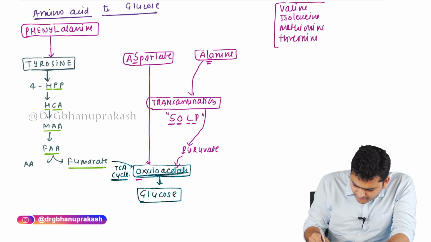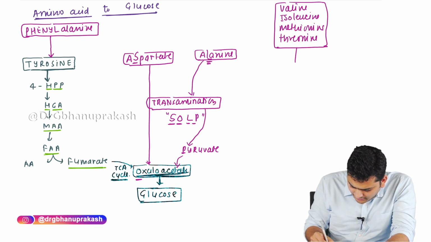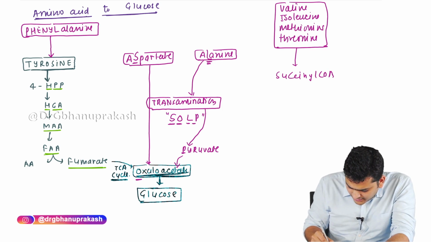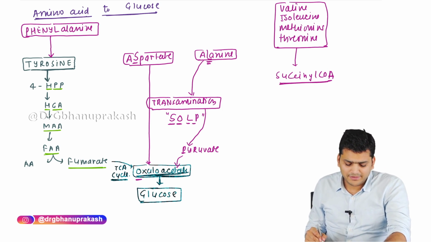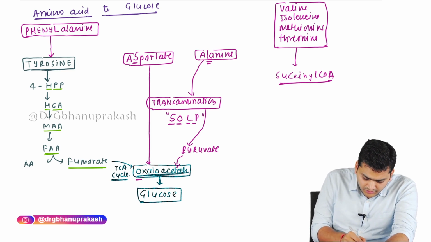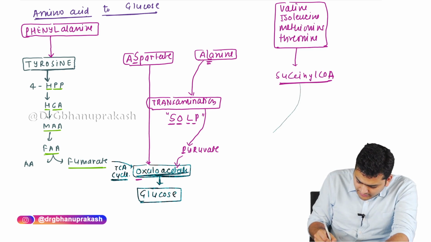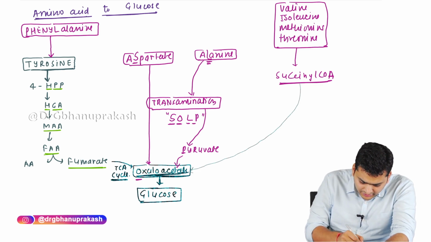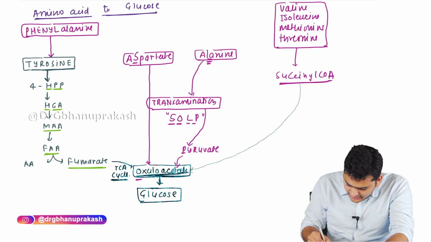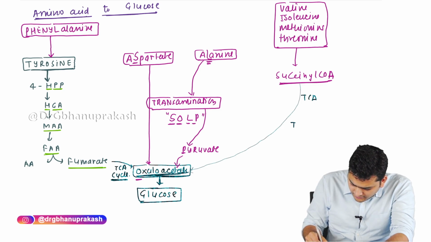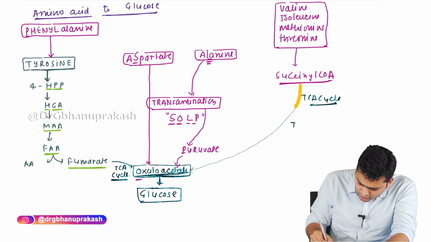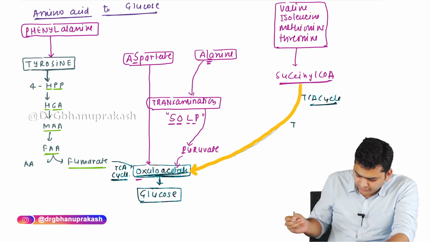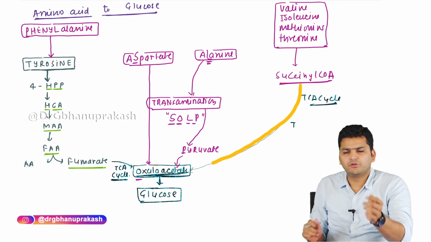These amino acids can make an intermediate of the Krebs cycle called succinyl CoA. If you can make any intermediate of the Krebs cycle, that succinyl CoA can easily be converted into oxaloacetate via the TCA cycle. We will be using the enzymes of the TCA cycle, and this succinyl CoA is going to be converted into oxaloacetate, and that will convert into glucose.